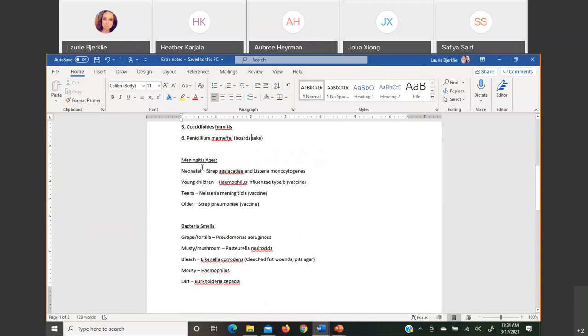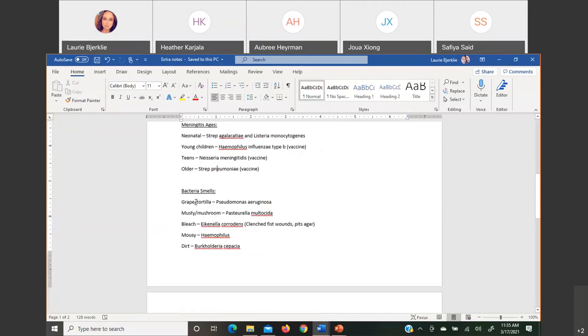Remember meningitis, there were certain ones that like to occur at certain age groups. Strep agalactiae, E. coli, and Listeria are your newborn meningitis. Haemophilus influenzae type B is your youngest, like 2 to 6 year olds. Neisseria meningitidis is the teenage group, and Strep pneumoniae does cause meningitis, and that's your older population, like 60 and above. There is a vaccine for that one as well. They call it pneumococcal vaccine, and they call the Neisseria meningitidis one meningococcal vaccine.